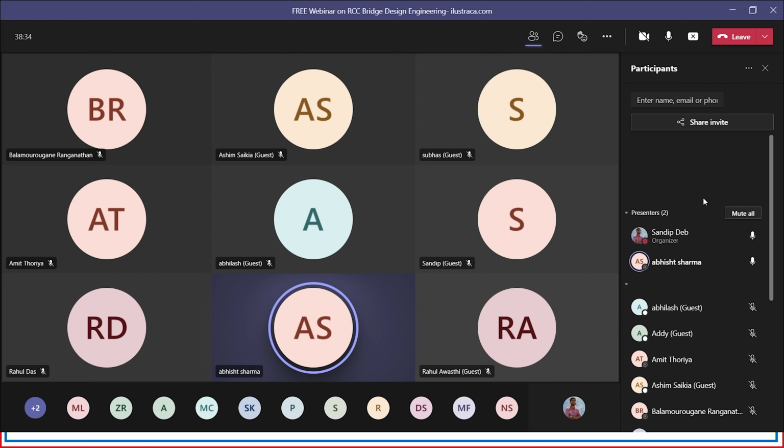As you all can see, the topic of discussion in today's evening session is RCC Bridge Design Engineering. So I'll cover that. Let me share my screen for that.